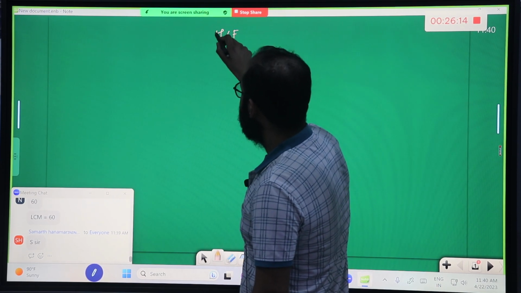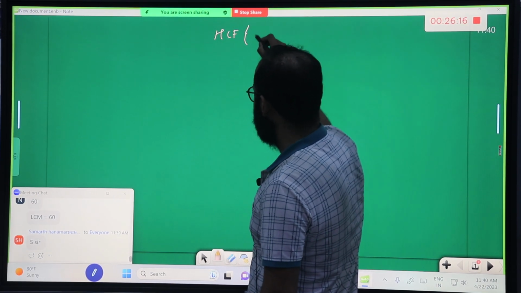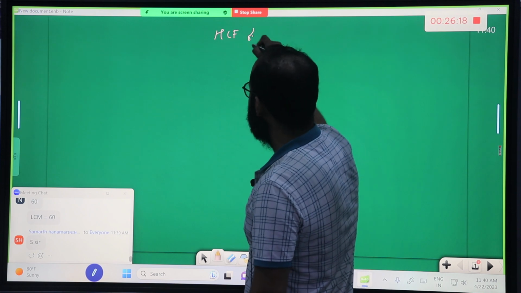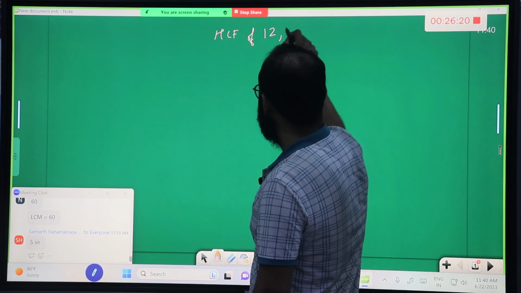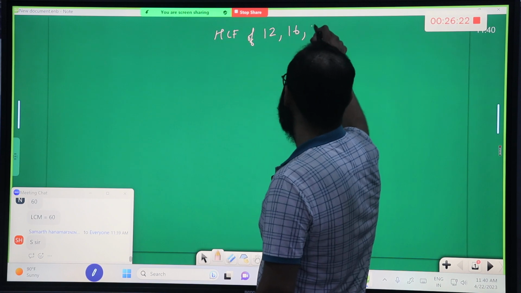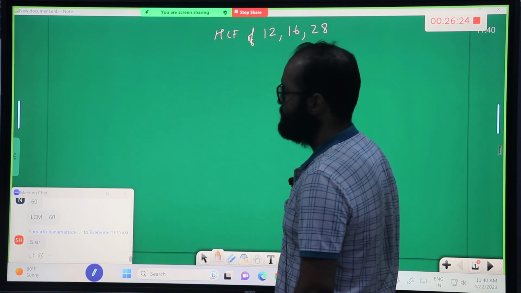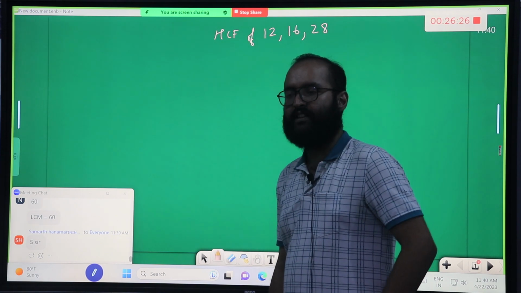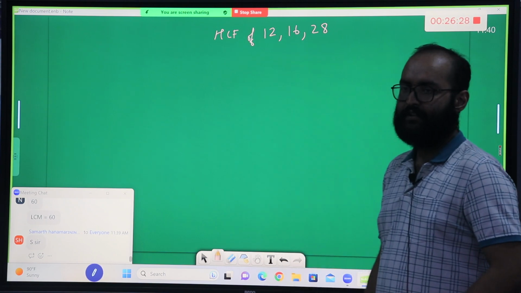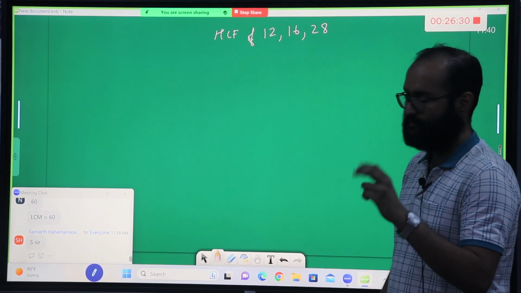Say you want to find the HCF of 3 numbers. Say for example, HCF of 12, 16 and 28. How to find the HCF of 3 numbers? First you will find the HCF of 2 numbers.